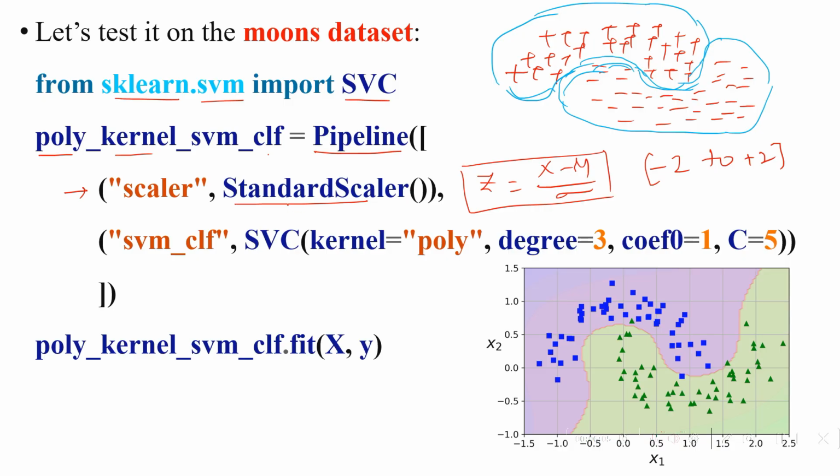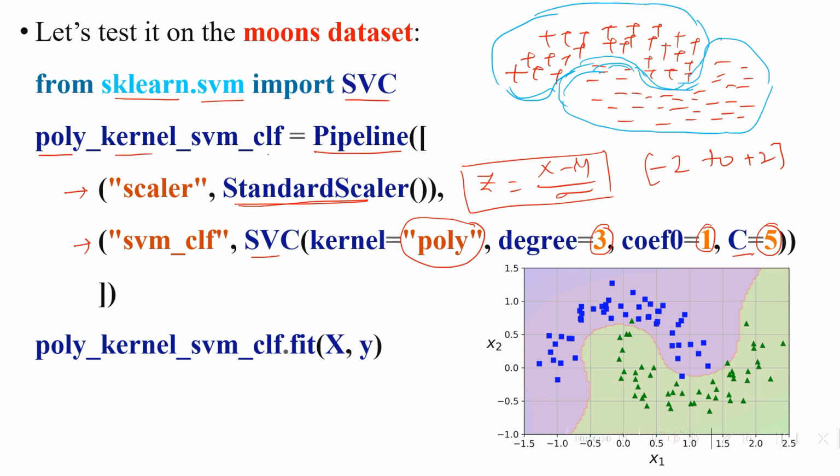We are going to import the standard scalar. We are implementing those things, standard scalar. With the help of this one, we are converting the data into -2 to +2 range. Then we are going to apply our model. Our model is called support vector classification. In this, we are going to provide the kernel equal to polynomial and degree equal to 3 and coefficient equal to 1 and c equal to 5.